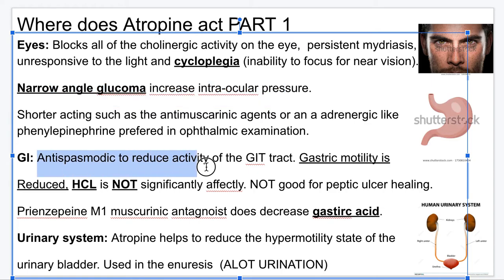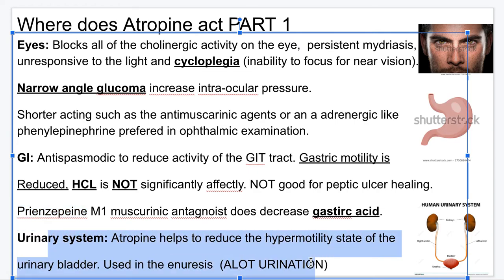There can be GIT symptoms. Basically, GIT motility is going to be reduced, and the acid is also going to be reduced. So it is not really good for peptic ulcer disease. But if you have a patient who is possibly having diarrhea, the GIT motility can be reduced, but your acid is not going to be reduced. So it is better to use pirenzepine, which is an M1 antagonist, which decreases gastric acid.